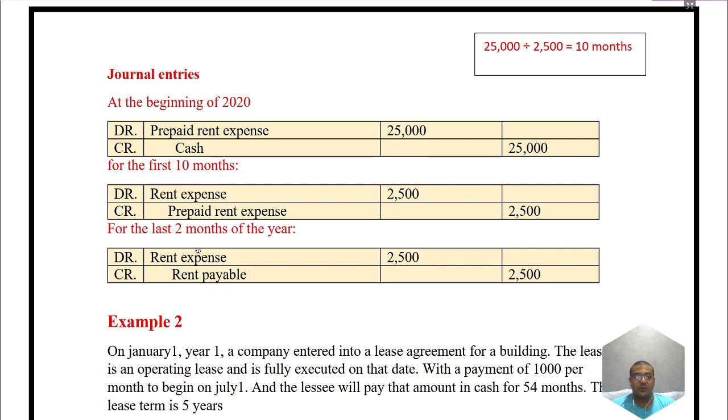So we have another 2 months in the year. What should I do? I'm gonna debit my rent expense with $2,500 again. And what else? What should I credit? You're gonna credit your rent payable. Why? Because I'm not gonna pay any cash and my prepaid expense balance now is zero. So I'm gonna credit the rent payable with $2,500.